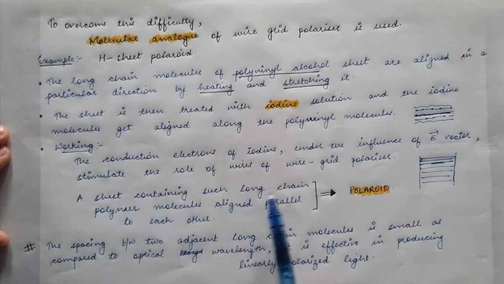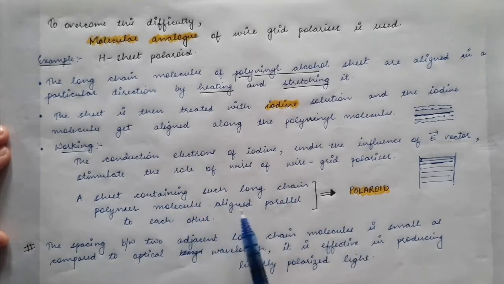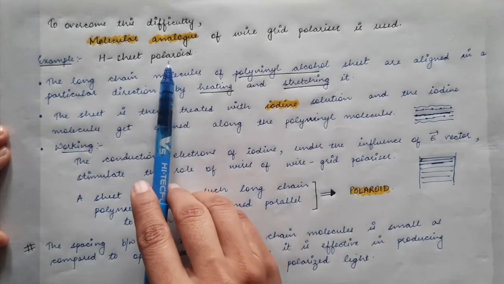A sheet containing such long chain polymer molecules aligned parallel to each other is called a polaroid, and therefore we call it an H-sheet polaroid.